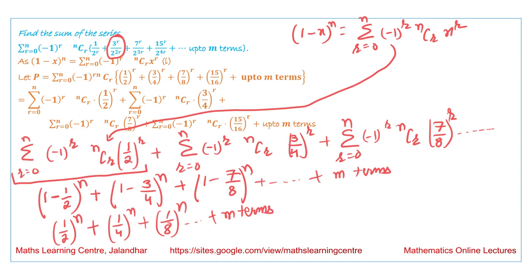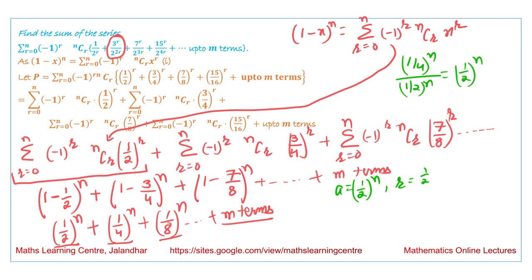Now this is a finite GP with m terms. The first term of this GP, we are saying a = (1/2)^n. The common ratio r we have is (1/4)^n over (1/2)^n, that is equal to (1/2)^n. And the number of terms we have over here is m. So the sum of this GP is a times (1 - (1/2)^(nm)) divided by (1 - (1/2)^n).